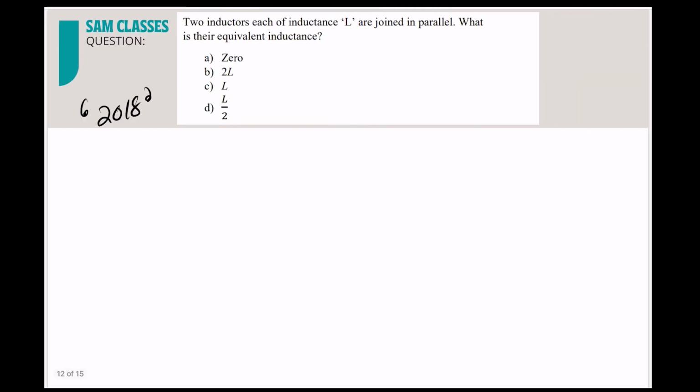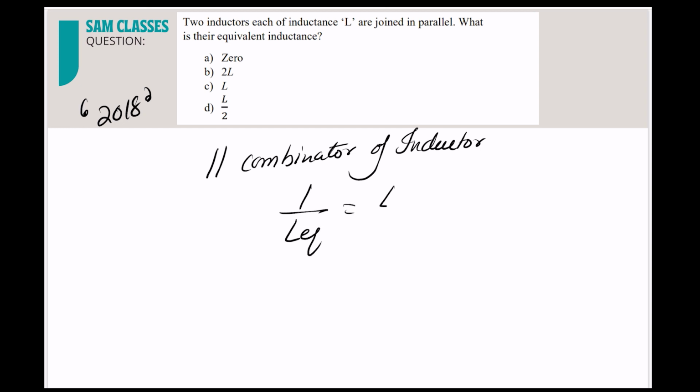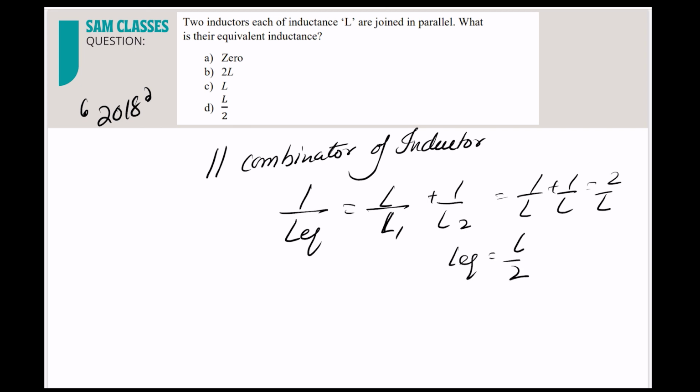More than enough. Okay. Two inductors, each of inductance L, are joined in parallel. So you need to understand parallel combination of inductors. When you have two inductors, you join them, it behaves like normal parallel, okay? Just like the resistor: 1 by L equivalent is 1 by L1 plus 1 by L2. Since both are the same, 1 by L plus 1 by L. So that is equal to 2 by L. So L equivalent is equal to what? L by 2. That's it. Clear? What is the difficulty here, students?